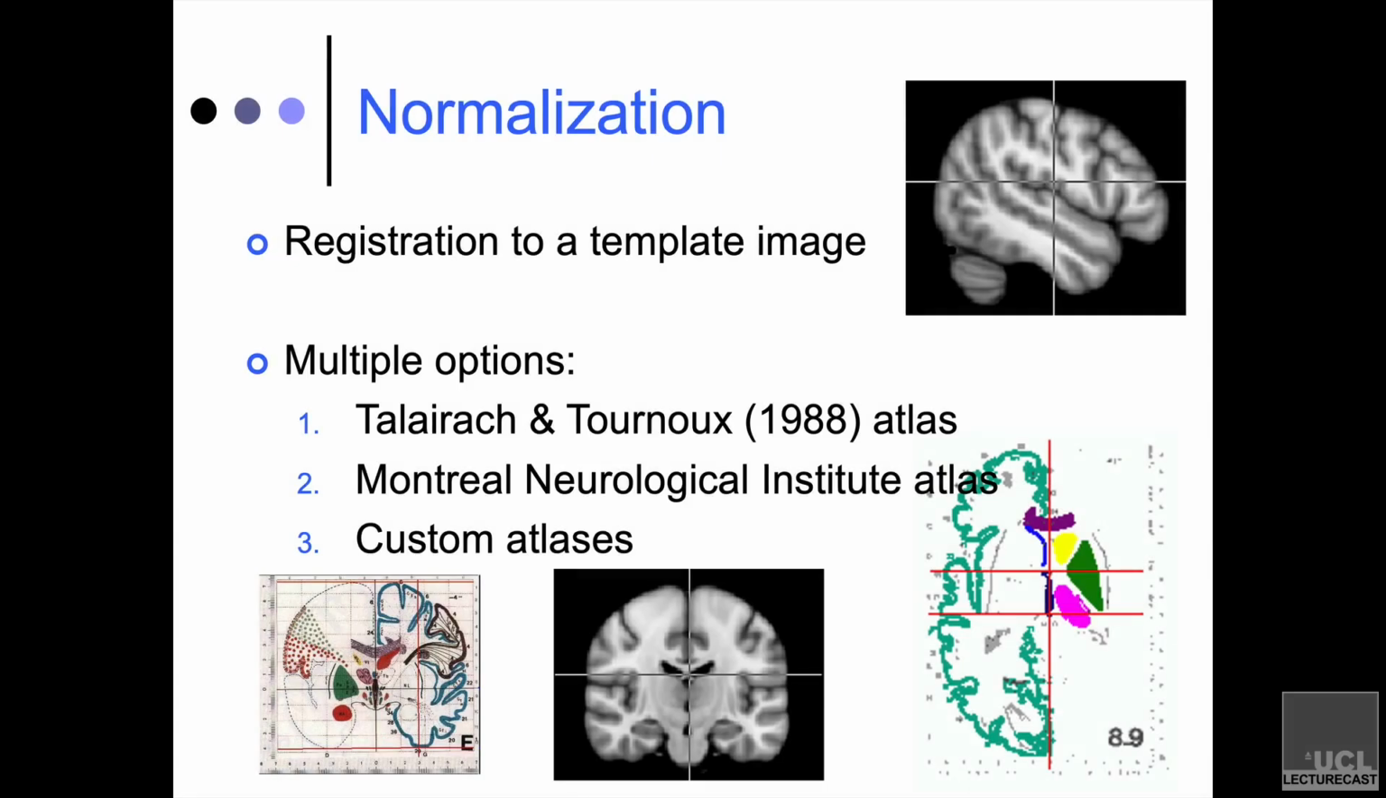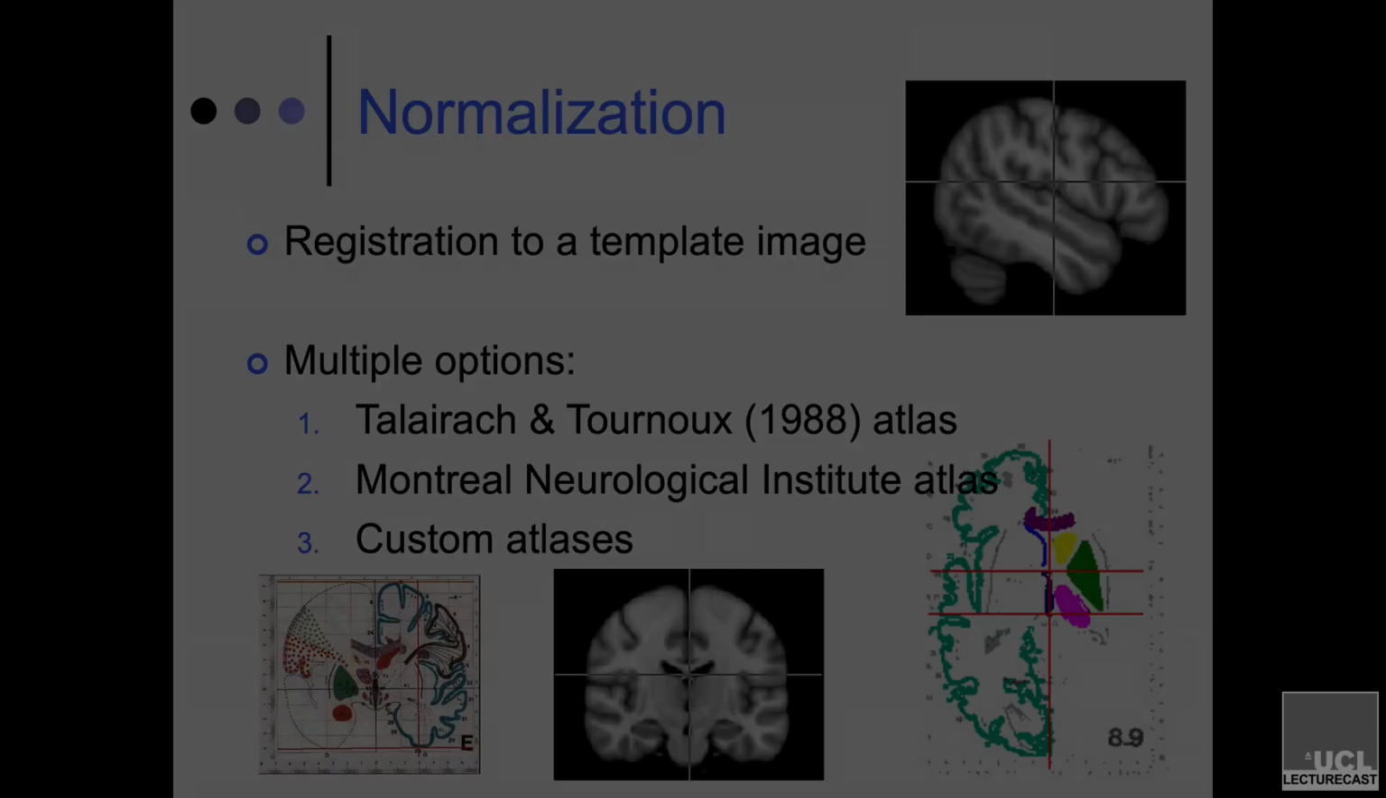So normalization is this process of registering to a template. So rather than saying we're going to arbitrarily pick the structural scan or the first functional scan or something like that as our reference image, we're going to pick something that's unbiased with respect to a group, and we're going to call that a template image, right? There are multiple standard options that you can use. The first comes from Talairach and Tournoux, who are two neurosurgeons, and there's a particular atlas. The more common one at this point is the Montreal Neurological Institute. They offer a number of different atlases, but there are also various custom atlases that you can use as well, and we'll talk about why you would use one versus another in a minute.